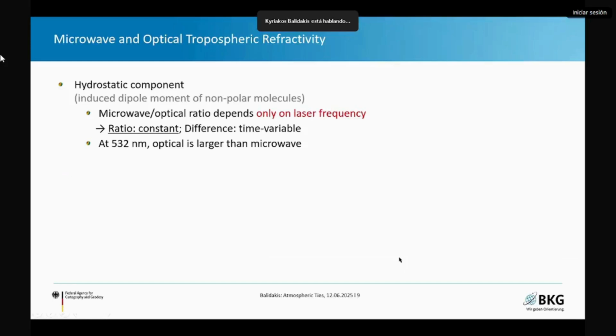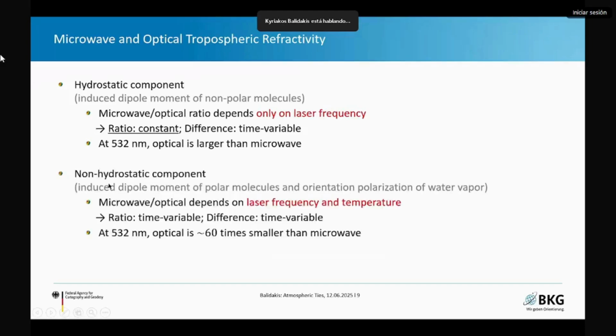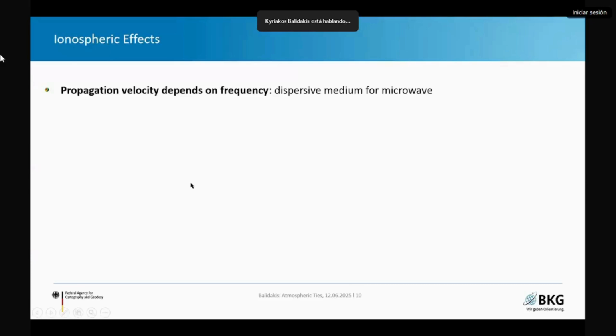Now, we can decompose the refractivity into two parts. The first is the hydrostatic part, and the hydrostatic part is something that is very predictable, right? And then we have the non-hydrostatic component, which is mainly due to the water vapor in the atmosphere. This is not very predictable, and this we usually have to estimate employing the space geodetic measurements.